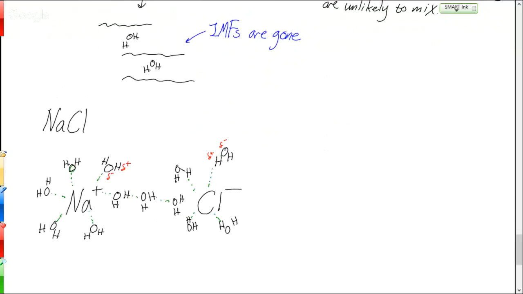So then we can also make another generalization, which is that ionic compounds dissolve better in polar liquids than in nonpolar liquids. Because the polar liquids can interact with those ions in a way that the nonpolar liquids cannot.